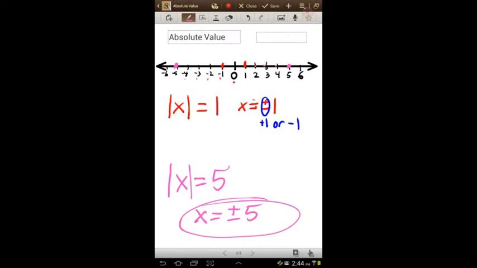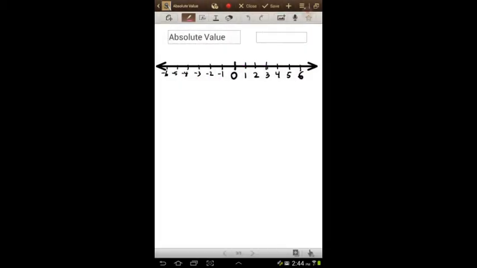All right, so let's make this a little step more. Let's say this time we're taking the absolute value of x plus 1, and we have that set equal to, say, 4.